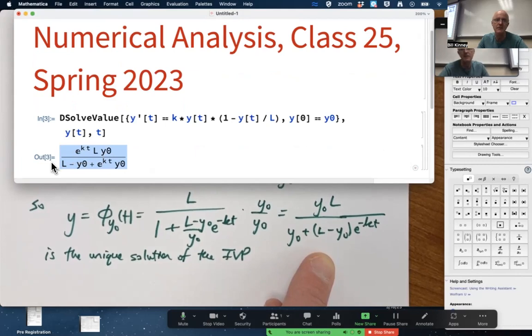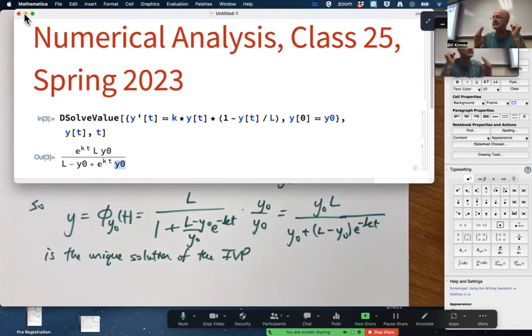Canceling completely on the top, and in the bottom, you'd have L times y naught times e to the negative kt, like I do. And the e to the kt here would cancel, leaving you with just y naught, like I do. So that does confirm that we have the right answer with Mathematica.